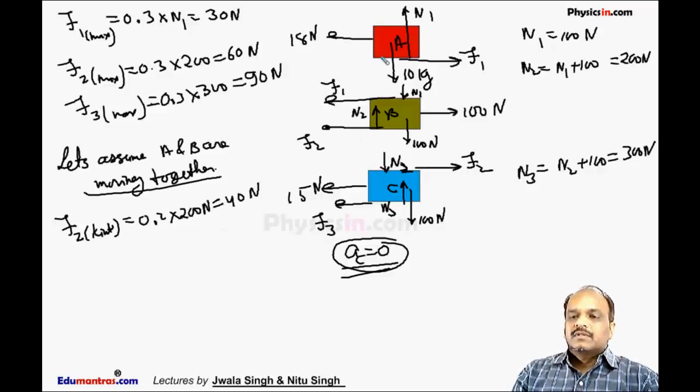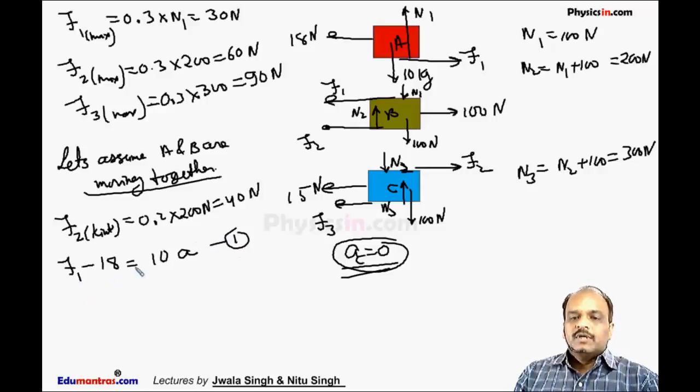If the acceleration of blocks A and B is the same, then the friction F1 is static, so I will assume the static friction as F1. So we can say F1 minus 80 is equal to mass, 10, into a, because we don't know the value of F1. The maximum value of F1 is 30 Newton. If there is no sliding, we assume static friction is acting between these two. This is our first equation.